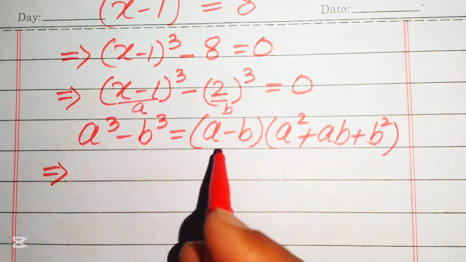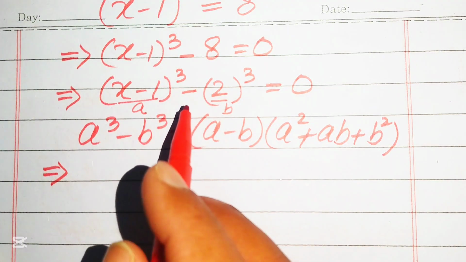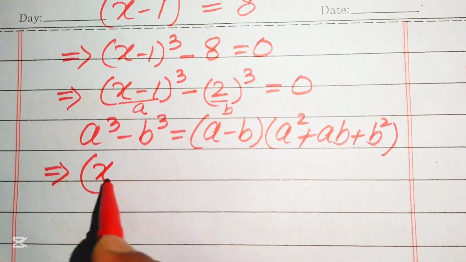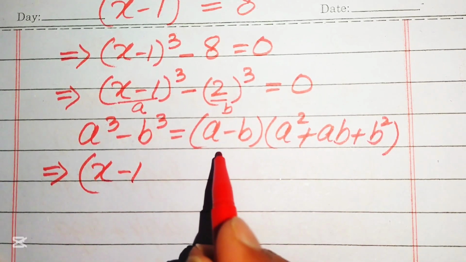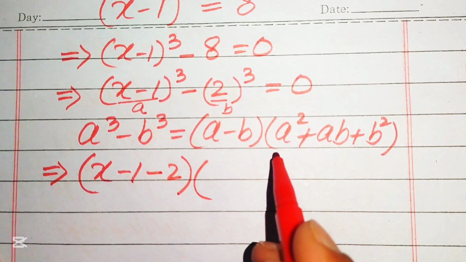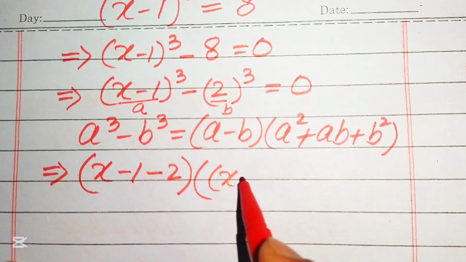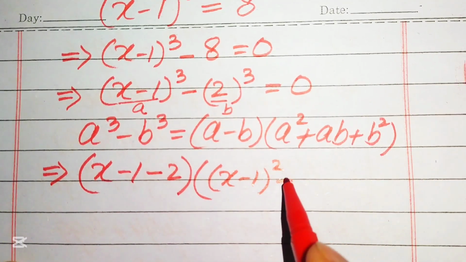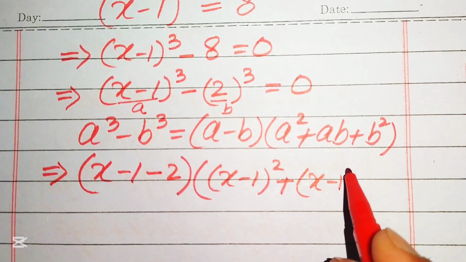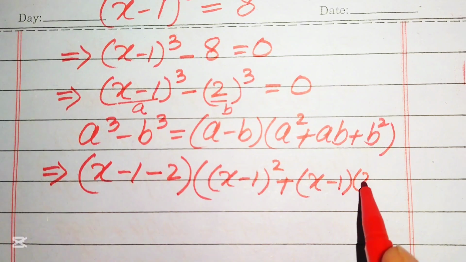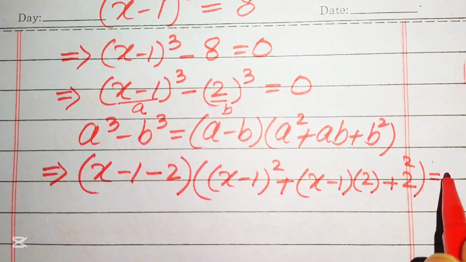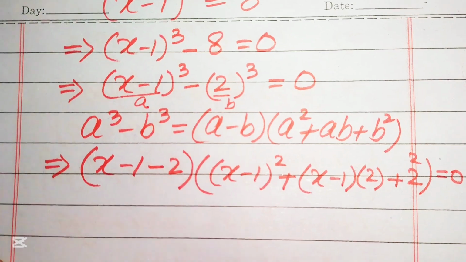According to this formula we expand our above equation as: this is a minus b, where a is x minus 1 and b is 2, times a square. The value of a is (x minus 1) square, plus this is ab, where a is x minus 1 and b is 2, plus b square. So b square is 2 square, and this whole equals 0.